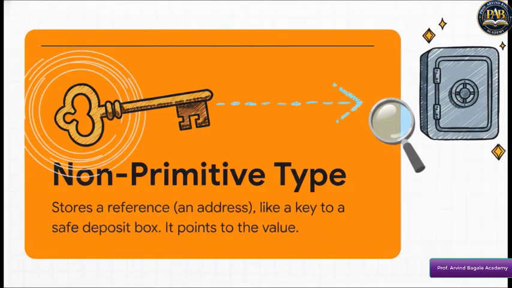And that brings us to the other side of the coin, non-primitive types, which you'll also hear called reference types. This is our key. Now, the key itself isn't the treasure, is it? Of course not. It's just a piece of metal. But it holds immense power because it gives you access to the safe deposit box where all the valuable stuff is actually stored. The key is just a reference that points to the real object.